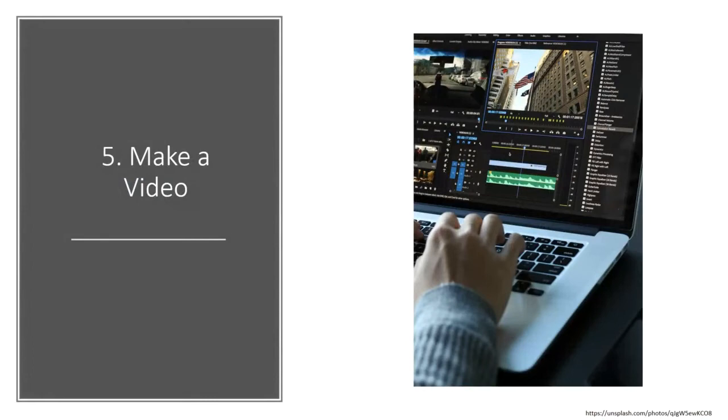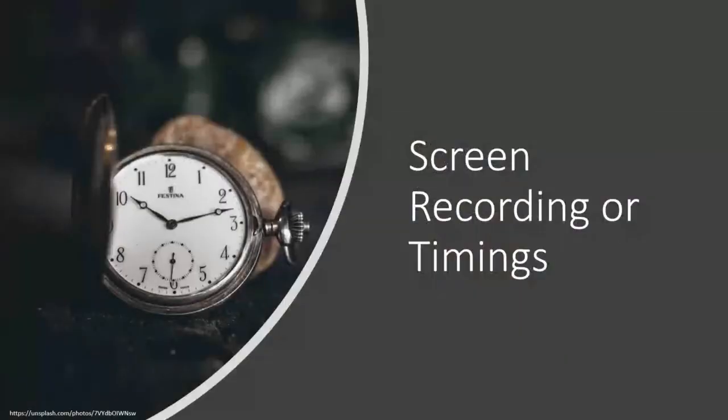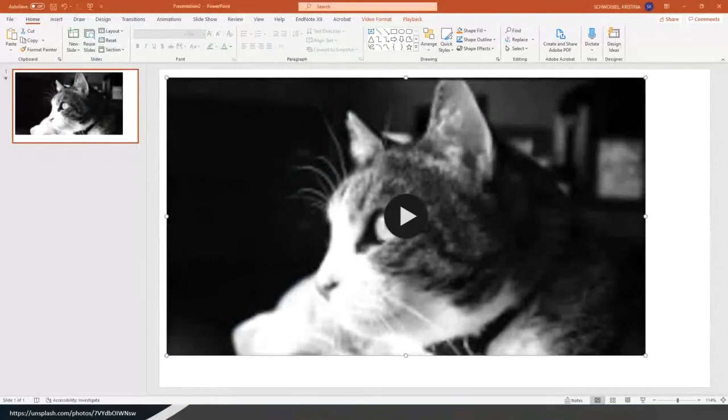Now you can also make your own video from scratch using PowerPoint, and there are two main ways that you can do this. One we briefly touched on, which is screen recordings. And then you can also create a video using timings. Timings would be used with existing slides, where you insert all the timings on them, and then you insert little audio segments.